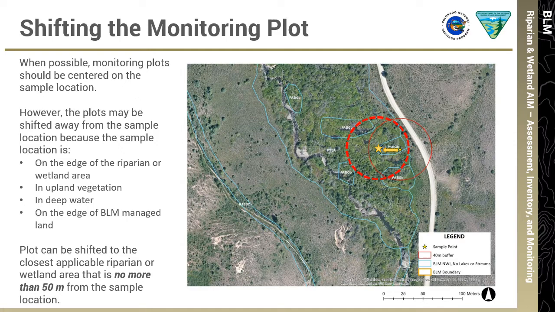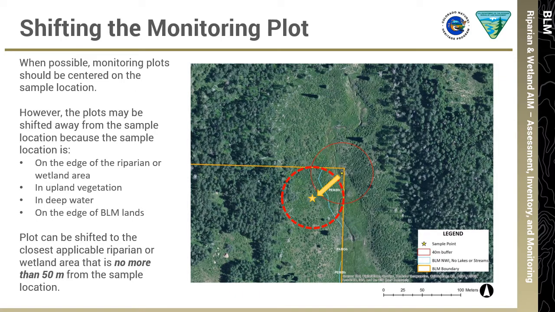This slide shows an example of a plot that was shifted slightly to the west to be fully within the riparian shrubland. In this example, the sample location was on the edge of BLM managed land. You can see the BLM boundary in yellow. The shift allows the plot to be fully within the BLM managed land.